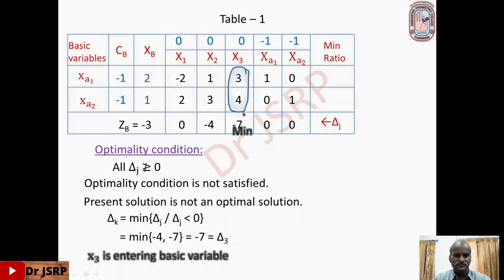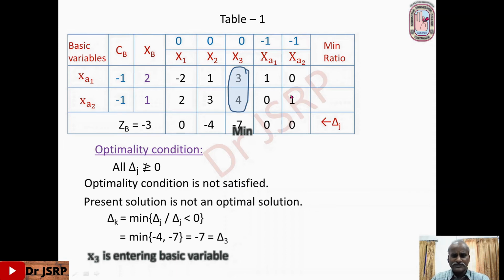And circle this column. This is the pivot column. So in the next solution, X3 becomes a basic variable. So this will replace one of the basic variables, XA1 or XA2. So for that, we find the minimum ratio.